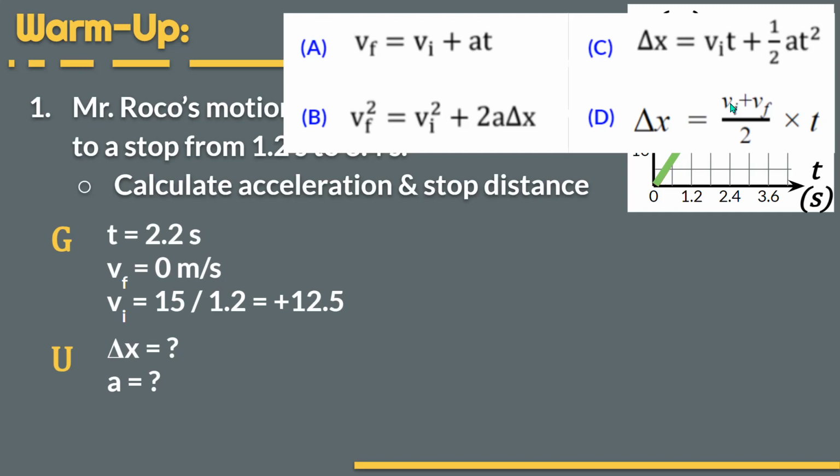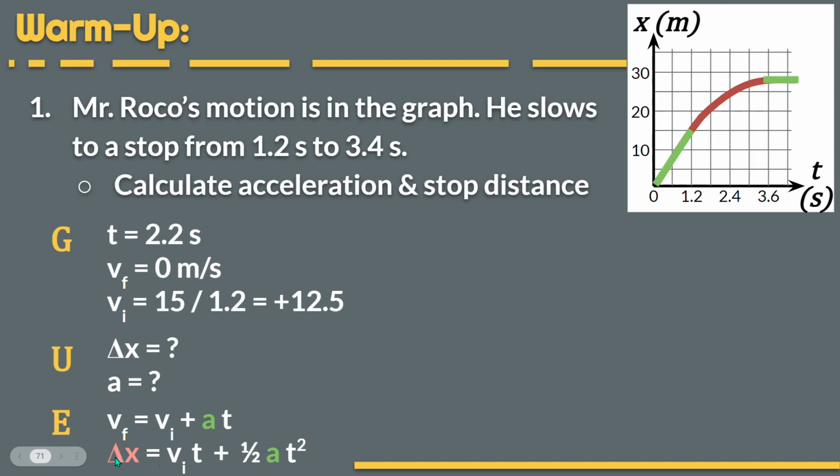Because there's my VI, there's my VF, there's my time, I would be able to substitute in and solve for delta x. For acceleration, if we wanted to solve for that one first, we could use equation A because there's my final velocity, there's my initial velocity, there's my time. So you can solve for either of them first, but I'm going to solve for acceleration first using this equation: VF equals VI plus A times T. We're going to solve for that variable right there. We know all of the other three. And this would be one way to solve for delta x, the other would be equation D. You could do it with either one.